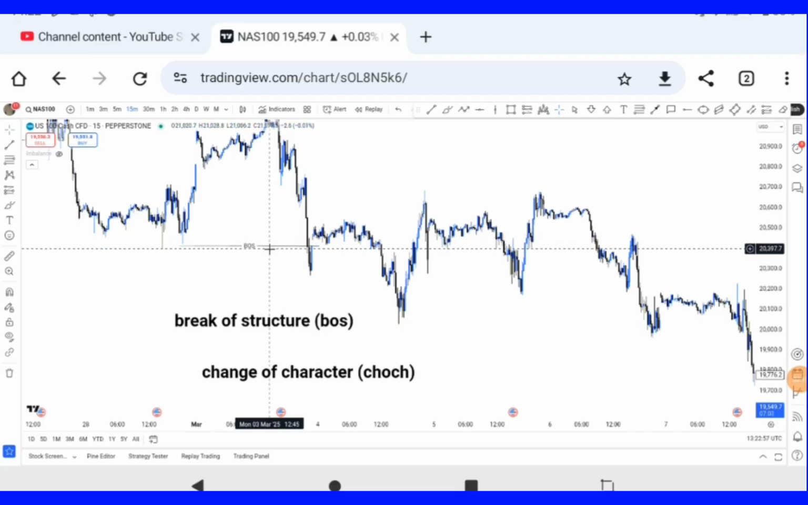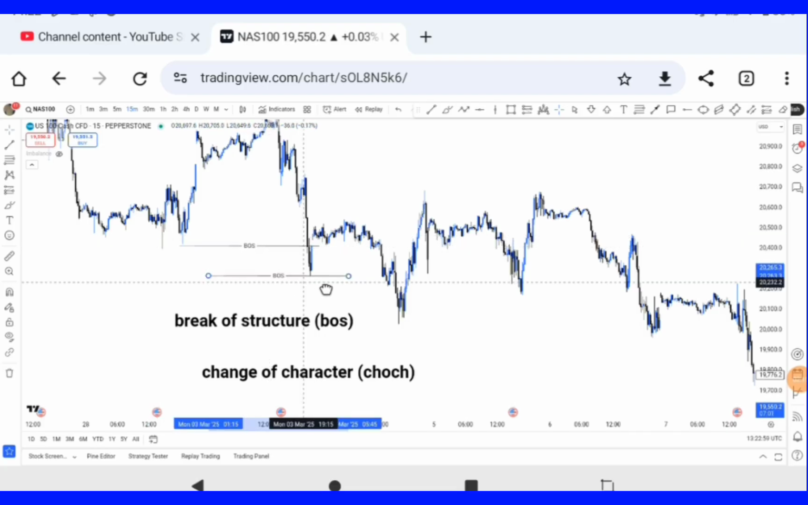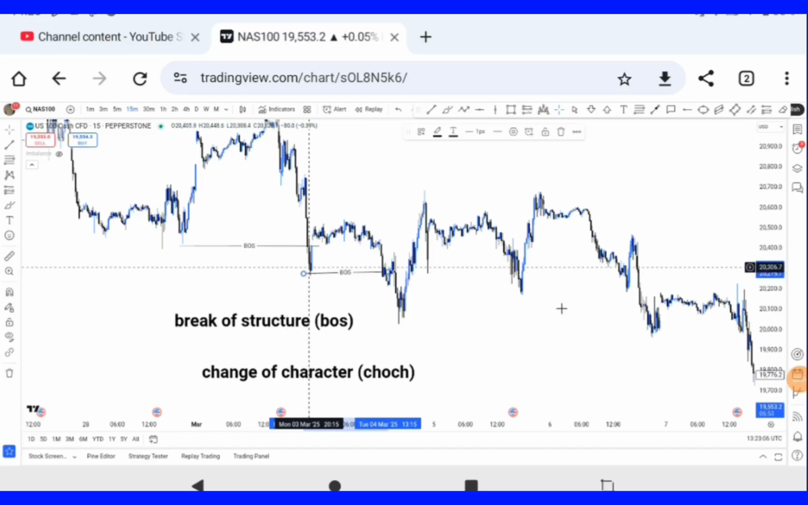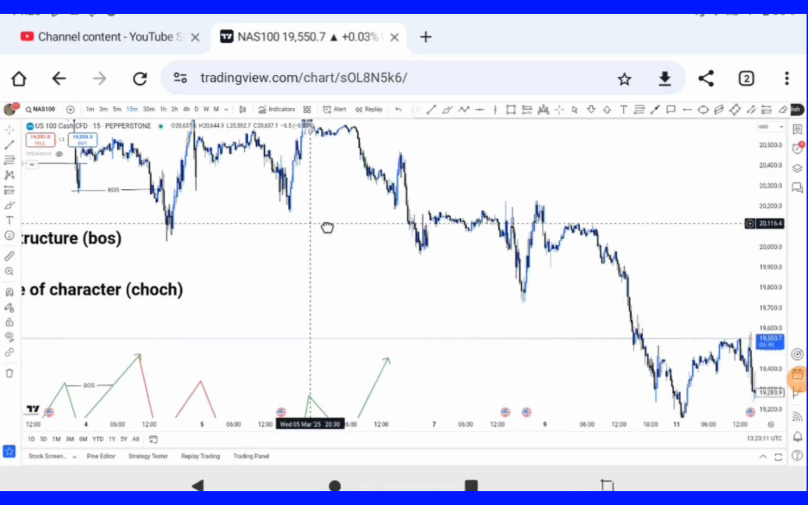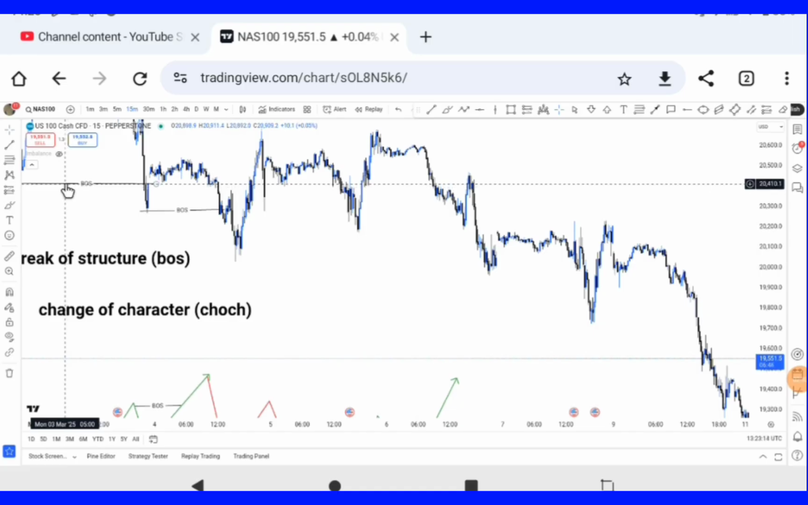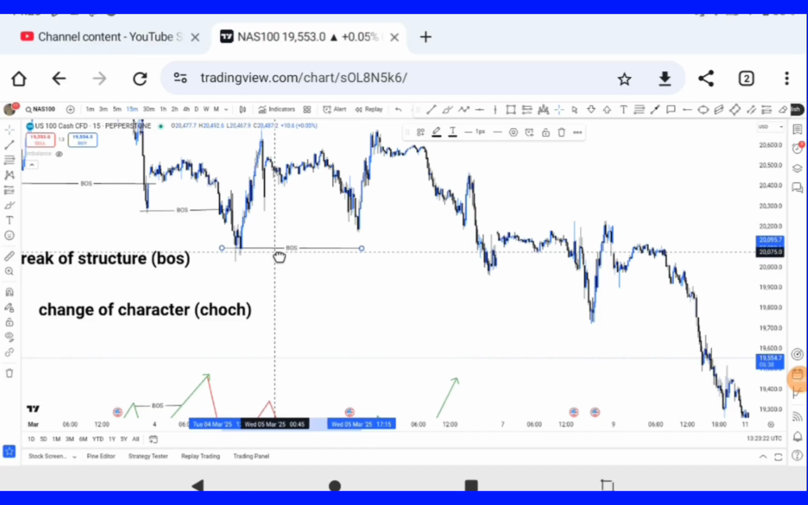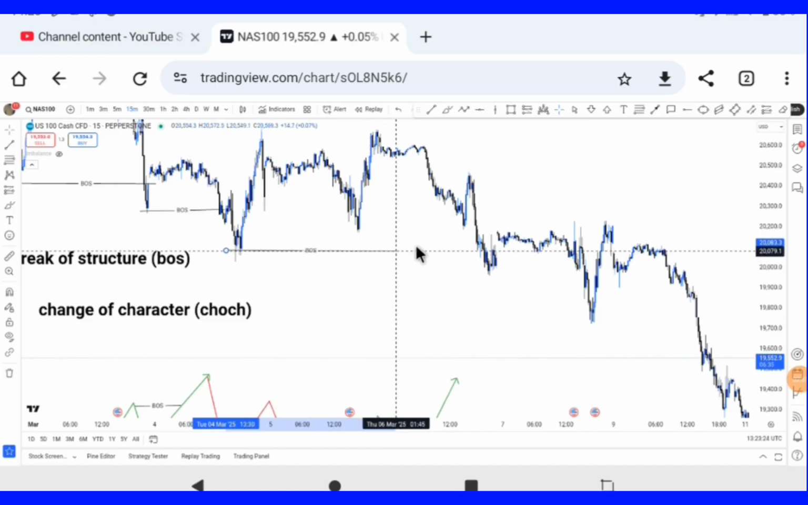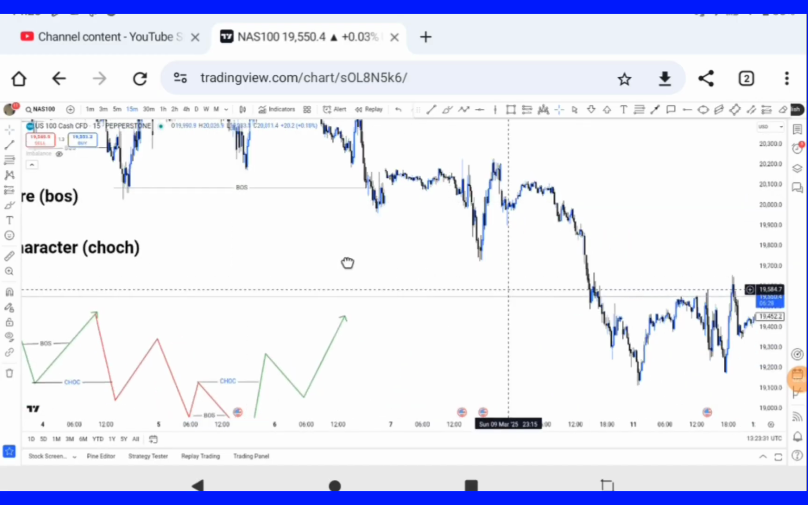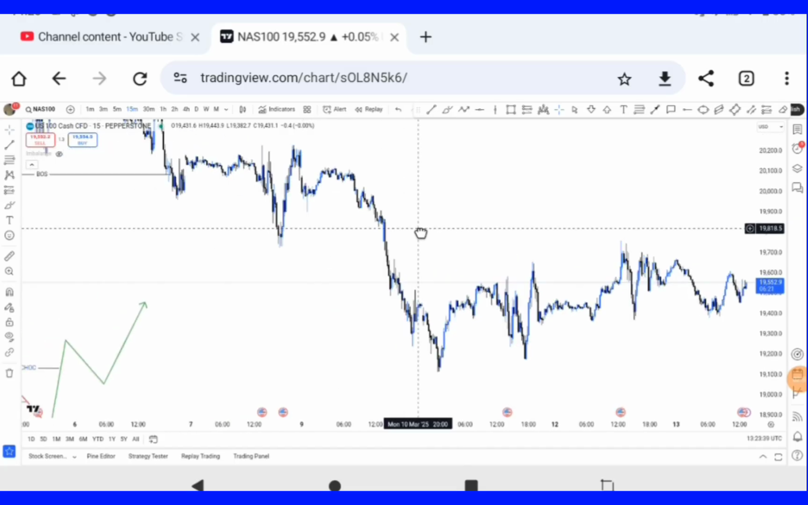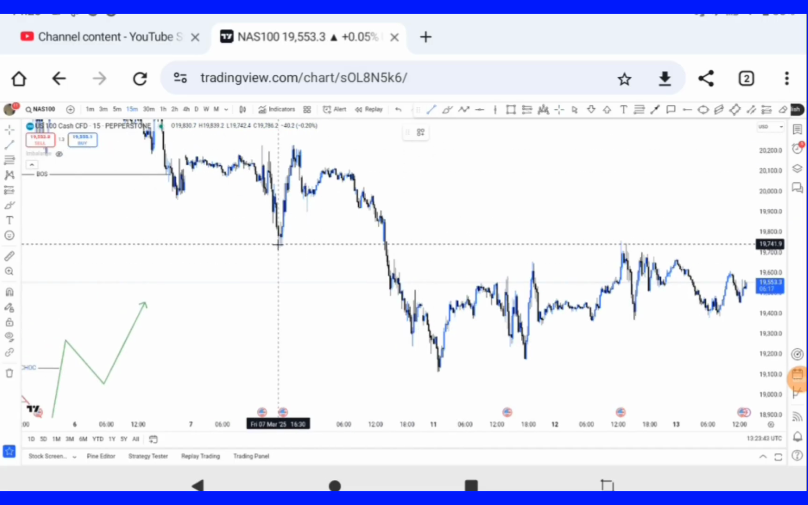We have another one here. We have another one here. And we have another one at this place. There's something I would like to explain in this particular chart. Let me jump to where we have change of character. So let's leave the break of structure aside. Okay, fine. We have break of structure at this level, right? We have break of structure at this level.